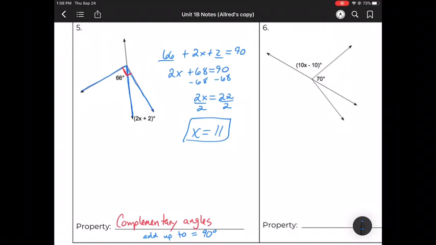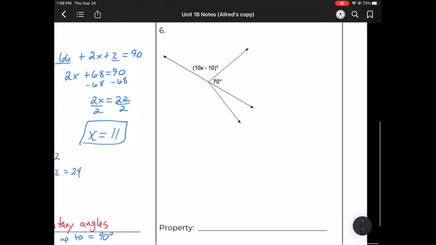Sometimes they tell you to find a specific value. So if I needed to find the value of this angle measure, I would plug that 11 back in for x. 2 times 11 is 22, plus 2 is 24, and 24 plus 66 does equal 180. So that's what we could do if we needed to plug back in.